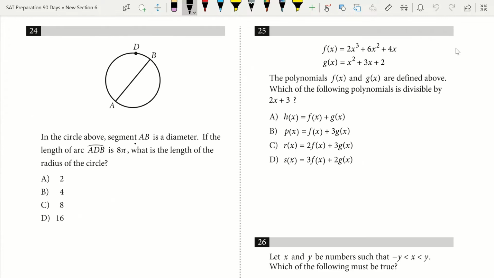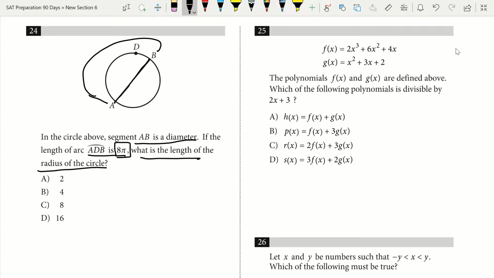Given the circle above, AB is a diameter. If the length of arc ADB, which means it's going to be this arc here, from A all the way to B, is 8 pi, what is the length of the radius of the circle? Okay, well, AB is our diameter, and I'm told that the length of that arc from A to B through D is 8 pi. Well, if I have a diameter here, I know that's splitting my circle in half.